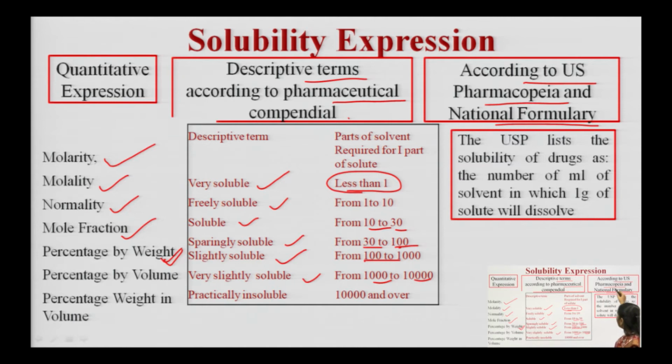Then comes the third one, which is according to the Pharmacopoeia and National Formulary. Here USP has listed the solubility of a number of drugs according to how much solvent in ml is required. For example, boric acid. 1 gram of boric acid requires 18 ml of water to dissolve. 1 gram of boric acid requires 18 ml of ethanol to dissolve. 1 gram of boric acid requires 4 ml of glycerol to dissolve.